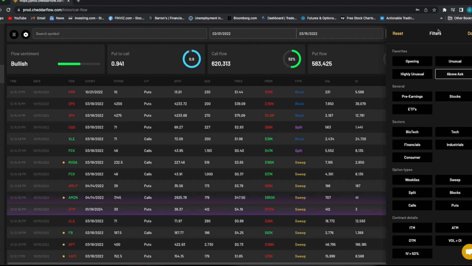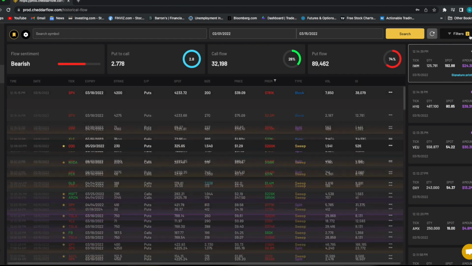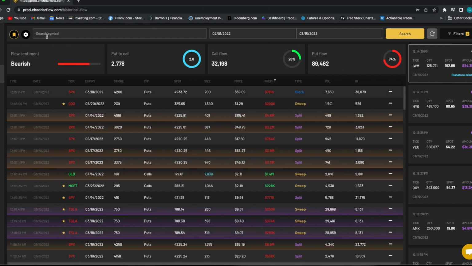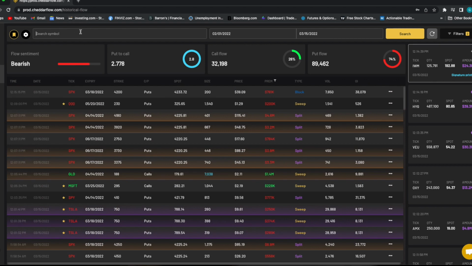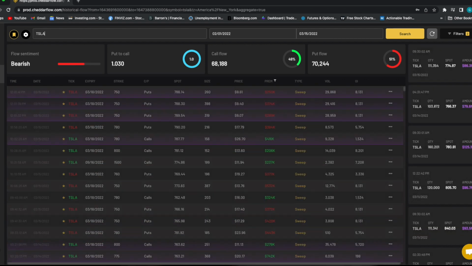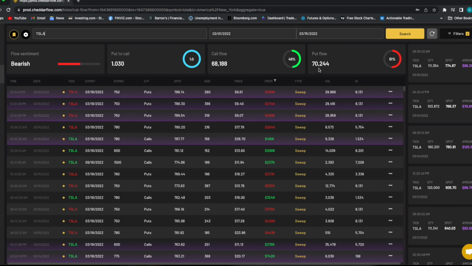So if we select this and we click done, now these are all orders that are in from February till March 15th. And what I want to pay attention to right here, the sentiment is bearish, okay? How much call flow we have versus put flow, okay? And then that's what we want to see. And you can filter this by individual stocks as well. Like for example, say I want to see the flow on Tesla. Right, Tesla, there's 70,000 put flow versus 68.